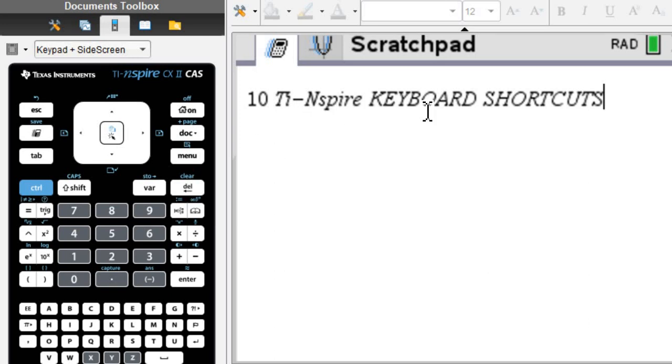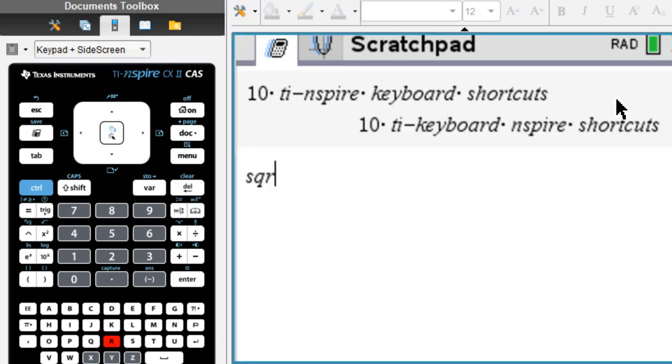10 TI-Nspire keyboard shortcuts you definitely want to use. Number one, square root: SQRT, X. There's your square root. Next one, absolute value of a negative number.